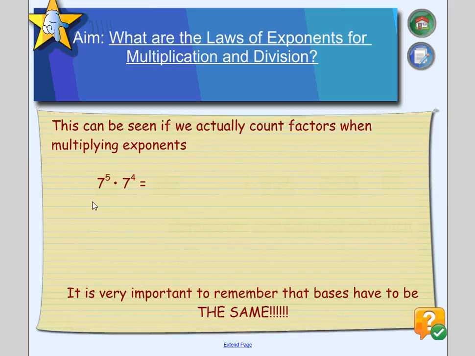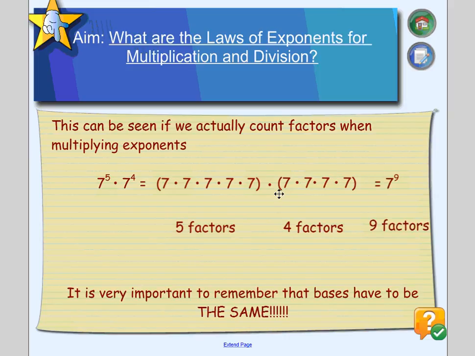The first step is we need to make sure that my bases are the same. In this case, yes, they are. They're both 7. So I know that my base is going to be 7. Now I'm going to add my exponents. I have 5 factors for the first one and 4 factors for the second one, so 5 plus 4 is 9 factors at the end. It would be 7 to the 9th power.